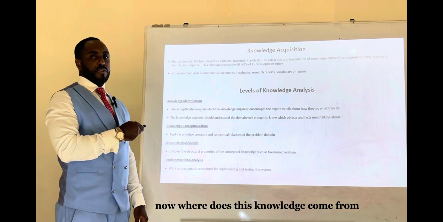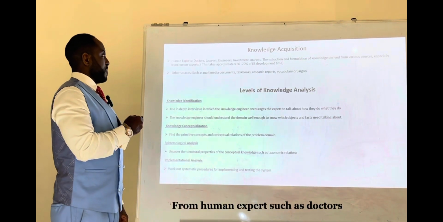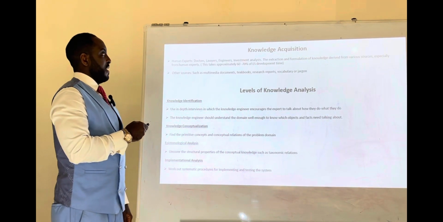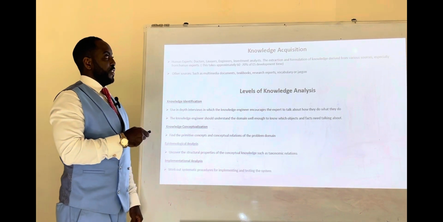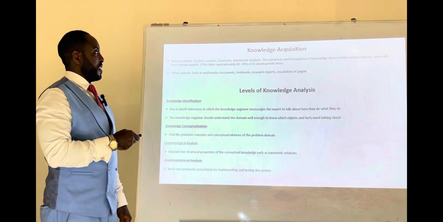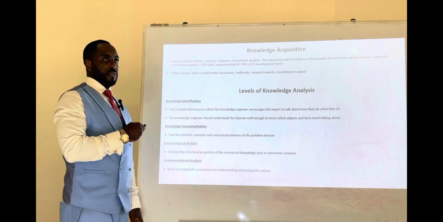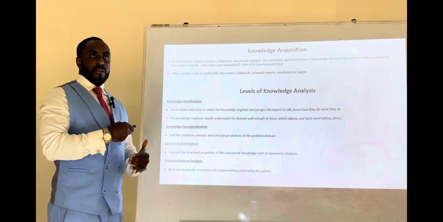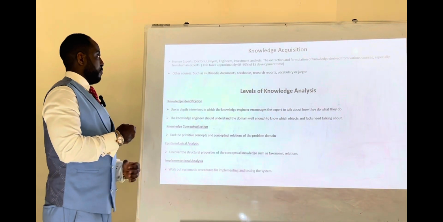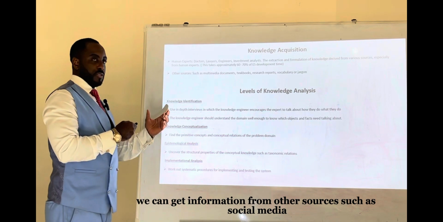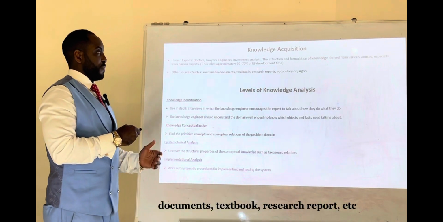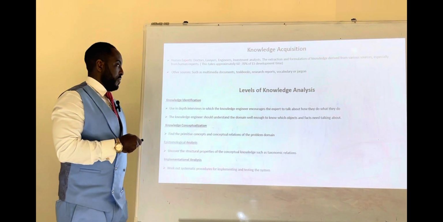Now, where does this knowledge come from? Okay, we say human experts: doctors, lawyers, engineers. It is the extraction and formulation of knowledge derived from various sources, especially from human experts. So human experts over time, doctors, lawyers, engineers, and then other sources such as social media, documented books, research reports, etc.